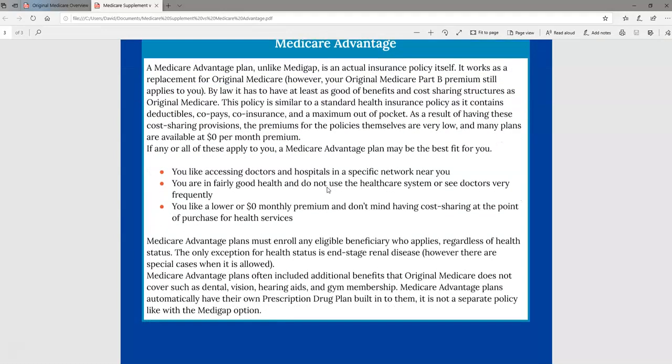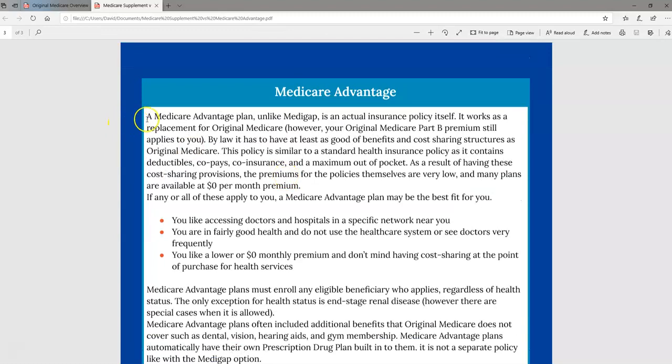Jumping down to Medicare Advantage. A Medicare Advantage plan, unlike Medigap, is an actual insurance policy itself, and it works as a replacement for original Medicare. However, really important to note, your original Medicare Part B premium still applies to you. You still have to pay it. And so very important to note that.